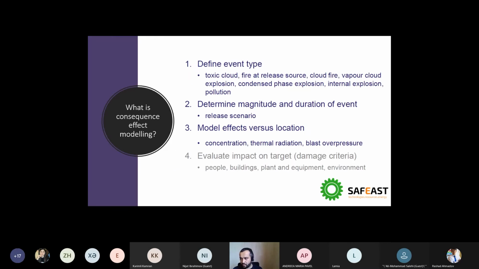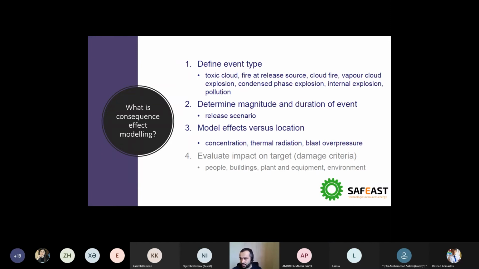And when we say consequence effect modeling, today I'm planning to cover what the event itself is. We will define the event type, and we will define the magnitude and duration of the event, how we can define them, and how we will do modeling versus the location itself. And if we have time, we may talk about evaluating the impact on the target as well. When I say target, it's about the people, the building, the plant, the environment, etc.